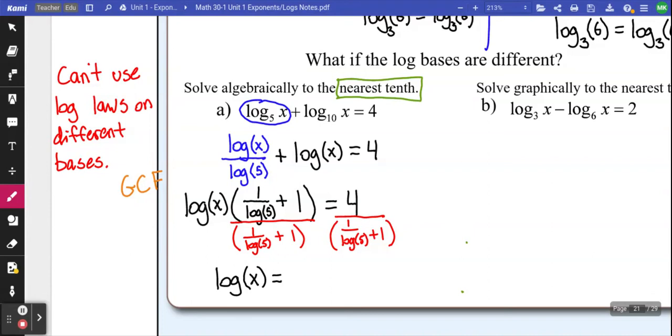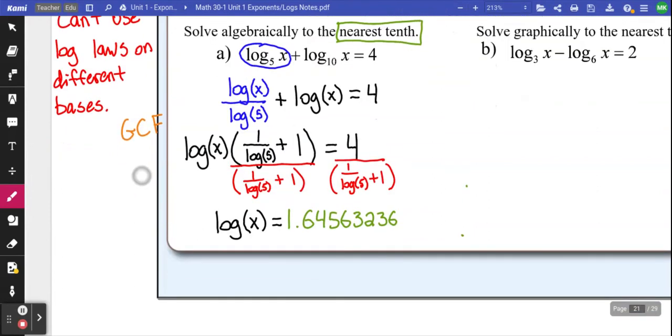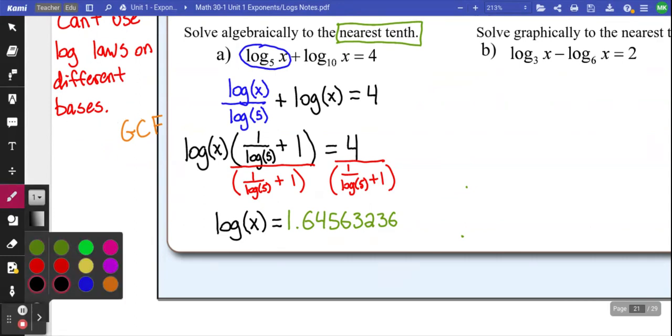1.64563236. I honestly, truly, if that was me on a test, I'd use that whole decimal. That's the paranoid side of me, I wouldn't want to accidentally double round myself. So I would use that whole value, 1.64563236. And what you've created is now a situation where I can change this to a power and solve it. I've got one log, x is inside that one log. I can change this to a power. The base is 10, so 10 to the power of that crazy decimal.